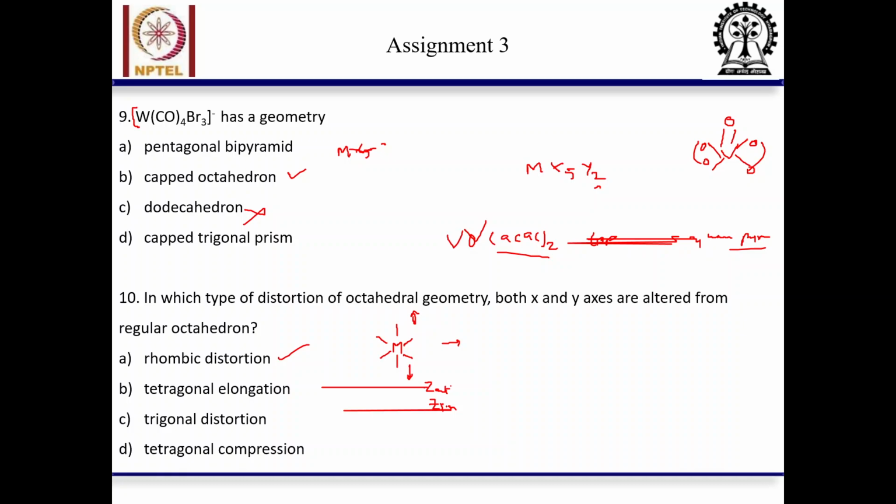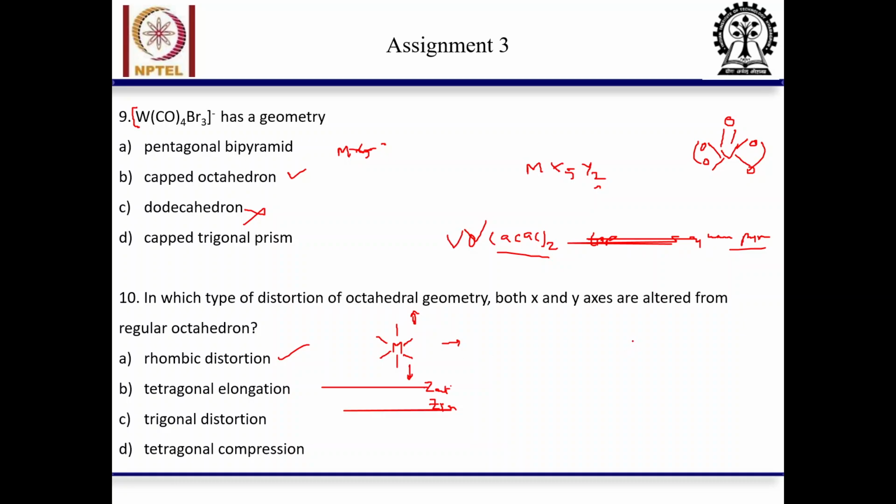But what happens in the rhombic distortion? So in the rhombic distortion, what you have to do? You have to compress it along the z direction and elongate along the y direction. Okay, you have to compress this one and elongate it along the y direction. So what will happen, your x and y will automatically not be equal. So if I write, one minute, I will just write here.